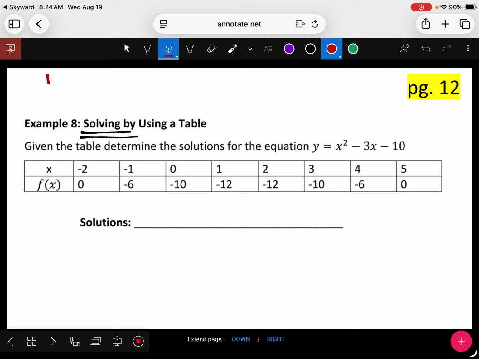The first thing is when y equals 0. That's the first hint that we have found a solution, is when y equals 0. So whenever y equals 0, that means that the x value is the solution.